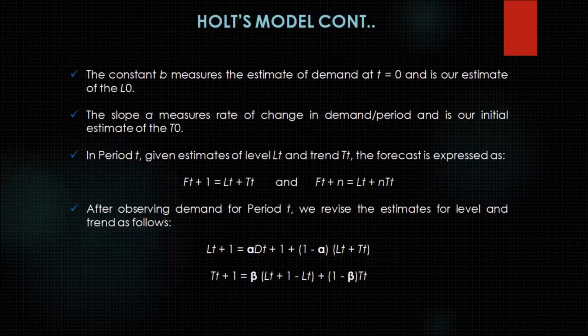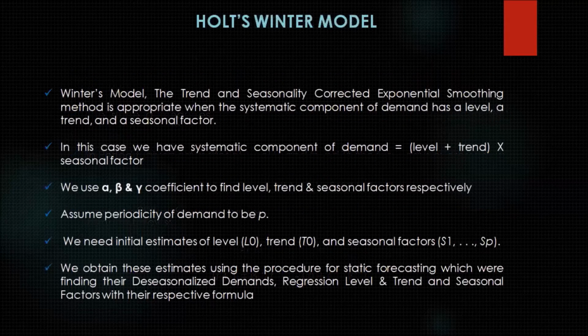Here, the constant B measures the estimate of demand at time equals 0, and is our estimate of L0. The slope A measures the rate of change in demand per period and is our initial estimate of T0. Now in period T, given estimates of level Lt and trend Tt, the forecast is expressed as the equations below. After observing demand for period T, we revise the estimates for level and trend as follows.